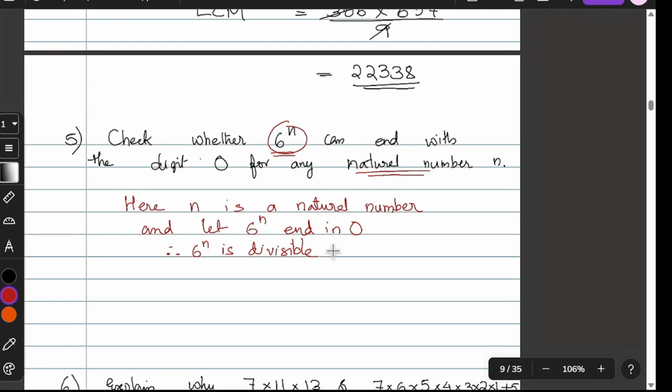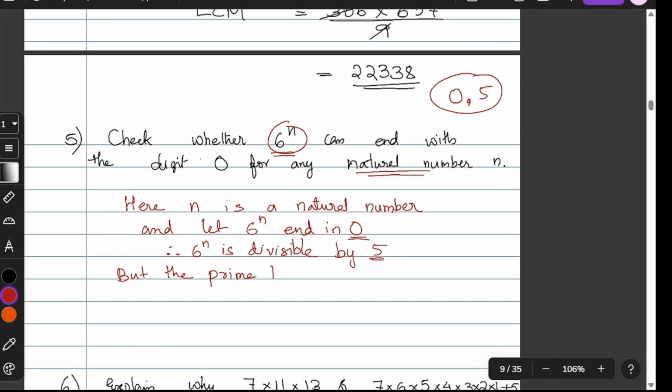Divisible by 5, right? Because we know that any number whose last digit is 0 or 5 will obviously be divisible by 5. If the end digit is going to be 0, then it means we can divide that number by 5.